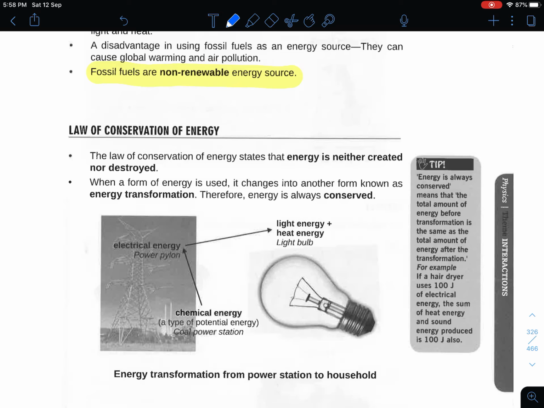Then comes the next most important one, which is the law of conservation of energy. This one, please remember it for exam. It's commonly tested. And what does it entail? The law of conservation of energy indicates that energy cannot be created or destroyed. What this actually means is that it can only be converted from one form to another form. So that's an energy transformation.